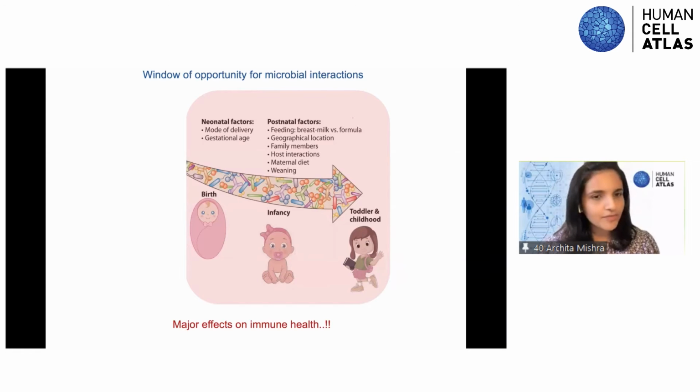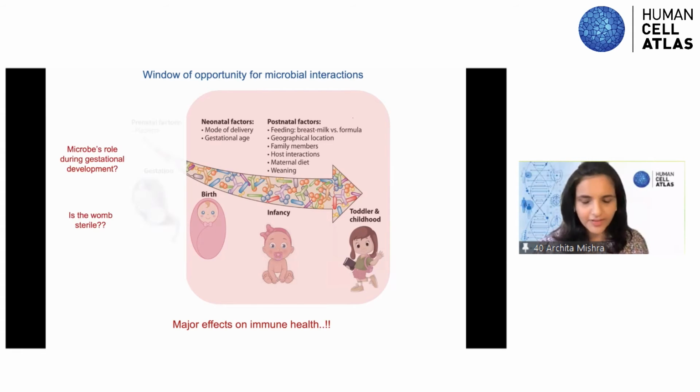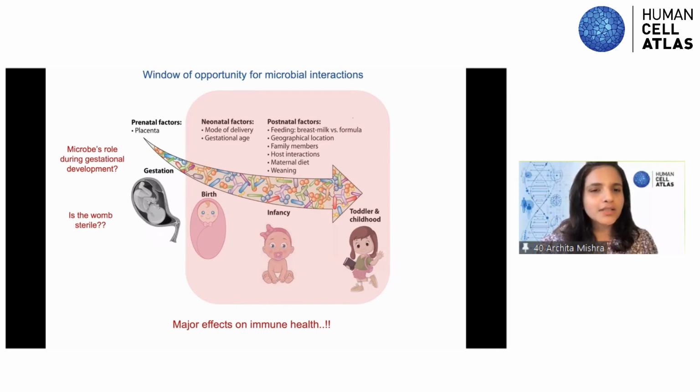So the decades of work in this field have shown us a kind of picture of what happens after birth, what happens during infancy. But there was a black box at the stage of gestation, and whether there is any role of these microbes during gestation, and whether that can prime the development of our immune system.